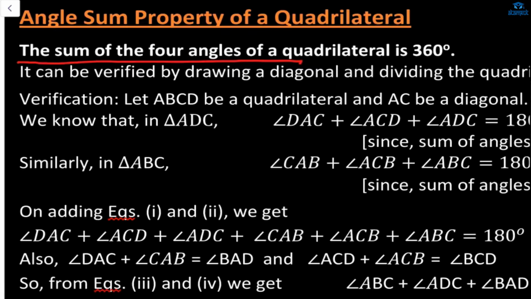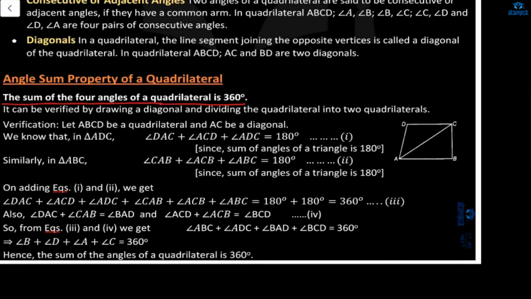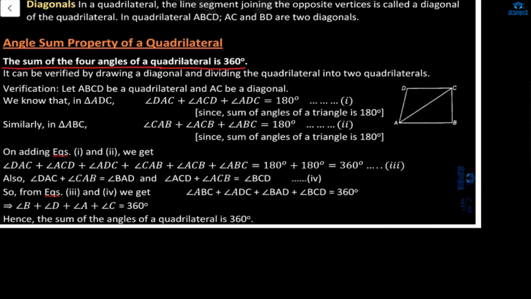When you are proving, wherever you have to show that angle A plus angle B plus angle C plus angle D is equal to 360 degrees for a quadrilateral, then in the bracket you are going to mention "from angle sum property". Now let's see the proof here.